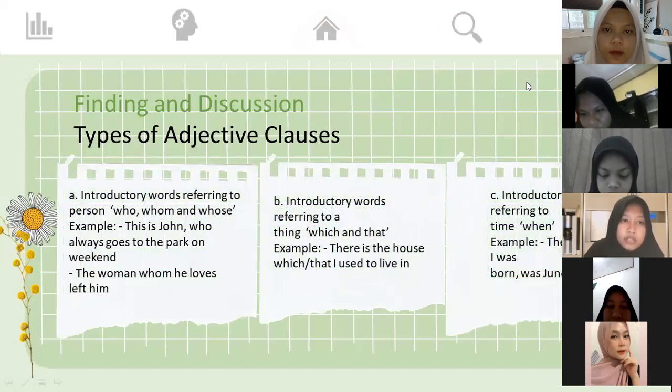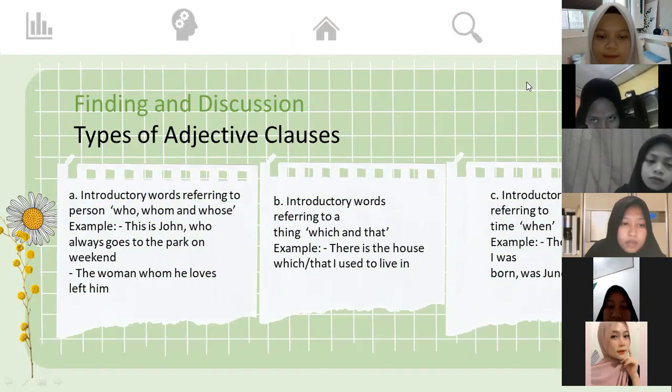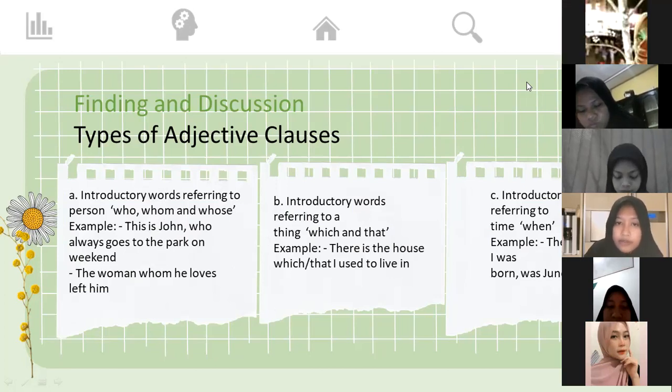The first one is types of adjective clause. There are introductory words referring to person: who, whom, and whose. For example, this is John, who always goes to the park on weekends. The woman whom he loved left him. And then introductory words referring to a thing: which and that. For example, there is the house which or that I used to live in.